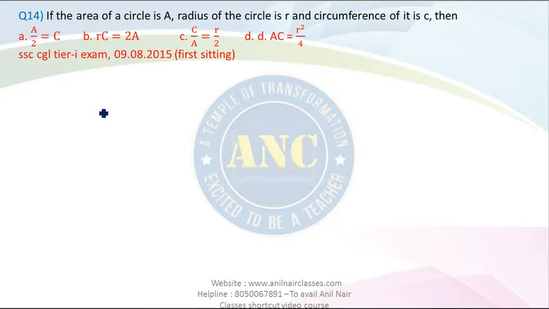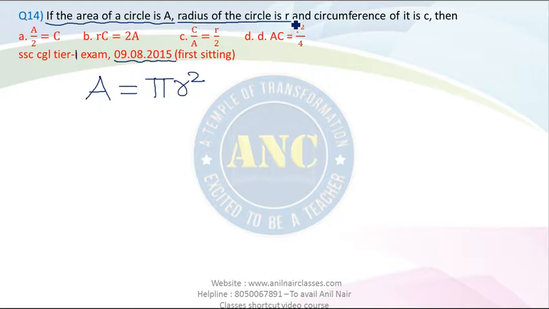Next, question number 14. SSC CGL Tier 1 examination question in the year 2015. If the area of circle is A, that is in general pi r square, where r is the radius. Radius of circle is r and circumference of it is c. That means c is nothing but 2 pi r. Then which of the following options is true?